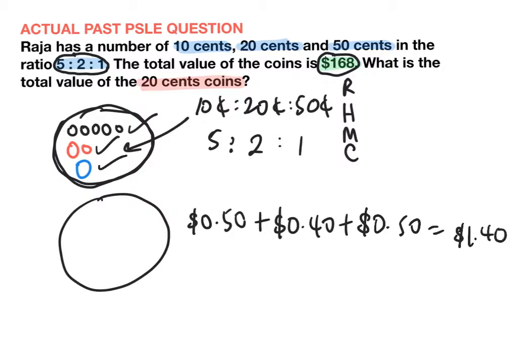Now, very important for this question, you must take into account the units. We cannot use cents. Why is that so? Because we are given the total value in dollars. Alright, so one of these bags, the value is $1.40.